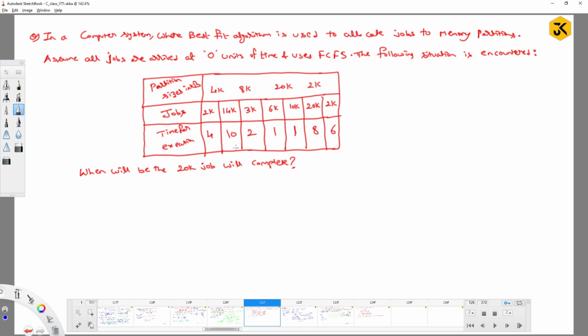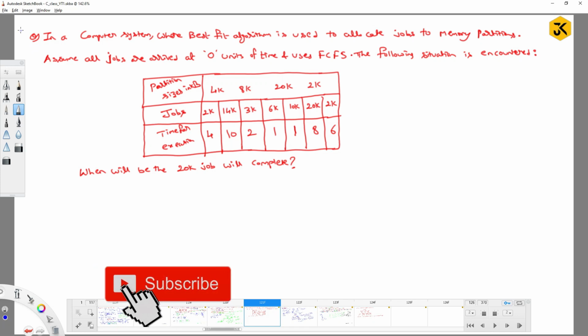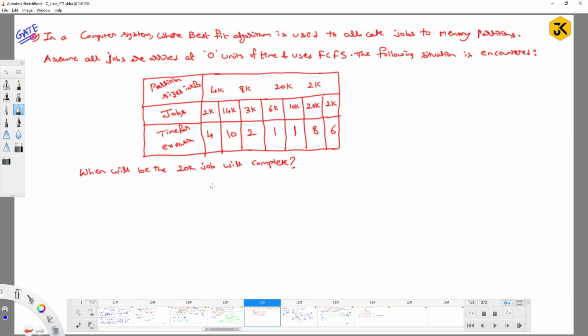Hi everyone, welcome back. Let's see one of the GATE questions which was asked in earlier question papers on the concept of memory management in the operating system. Let's read the question. In a computer system where the best fit algorithm is used to allocate the jobs to the memory partitions, assume all jobs arrived at 0 units of time and use the FCFS (first come first serve) algorithm. The following situation is encountered. When will the job 20k complete?